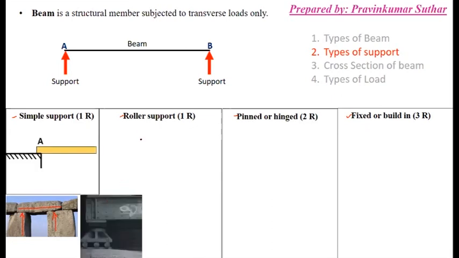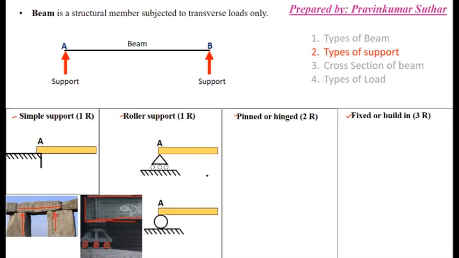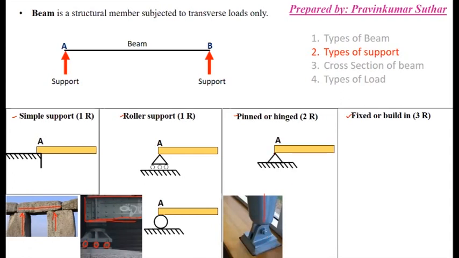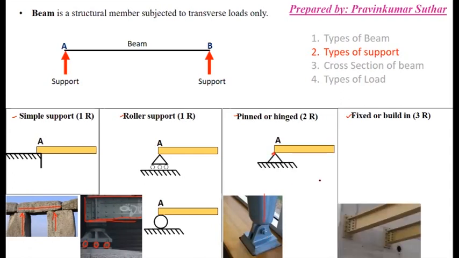The second one is a roller support. You can see these are the rollers, one, two, three, and this is a structure, a type of beam, supported by these rollers. This is a roller support. Next, this is a pin support, where this is a beam with a pin support. And next, this is a fixed support, totally built in and totally fixed to the wall, and this type of structure is known as fixed support.